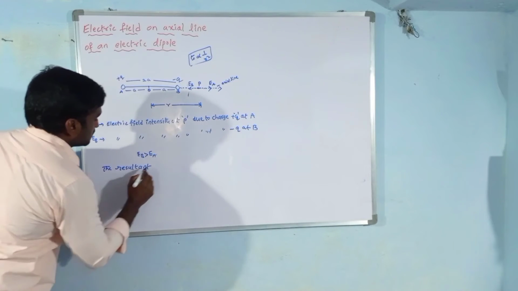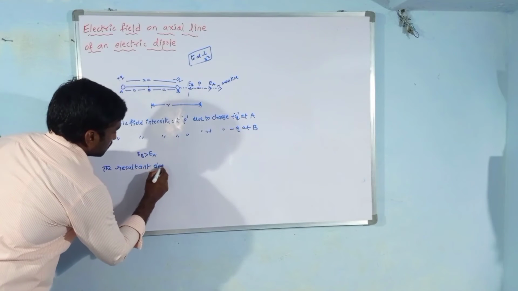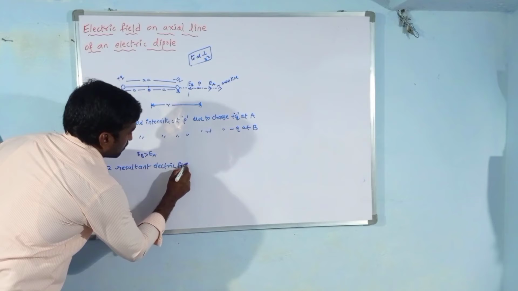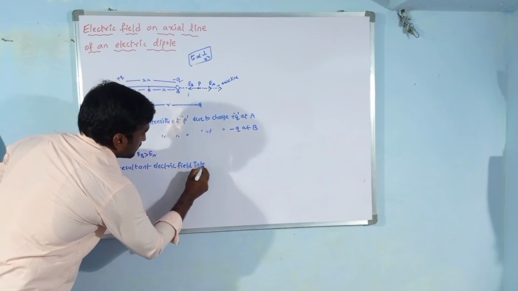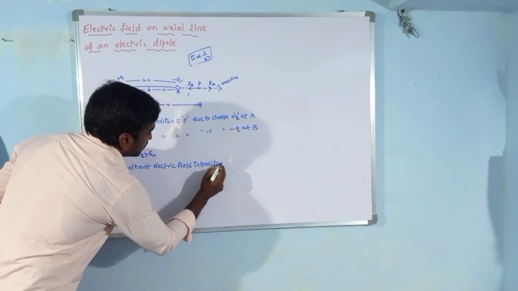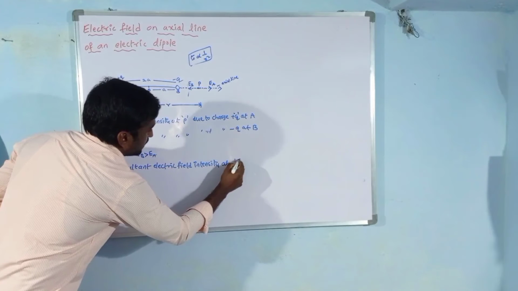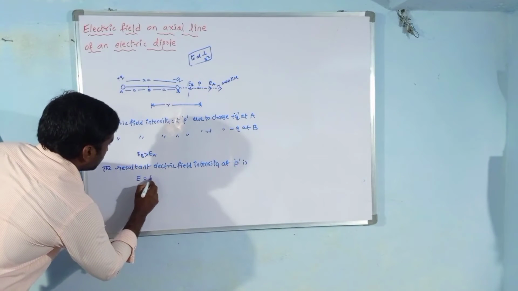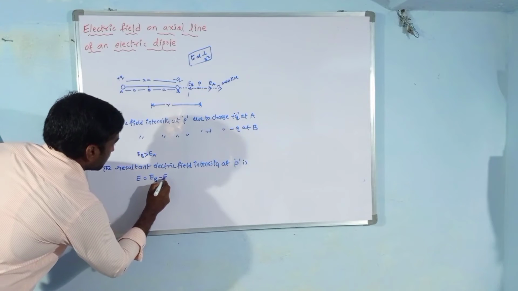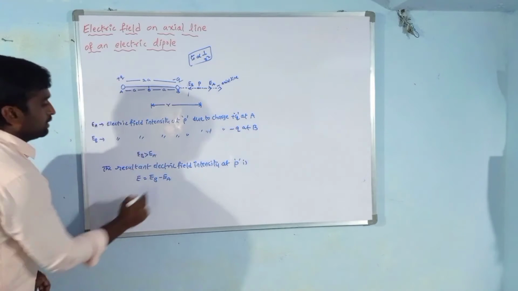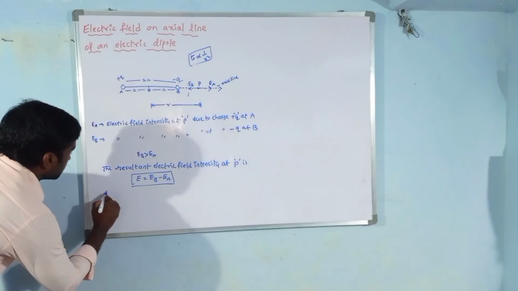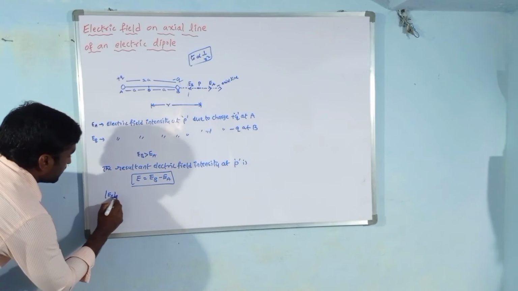The resultant electric field intensity at P is E equal to EB minus EA. Okay, so what is EB? What is EA? What is the magnitude of EB?